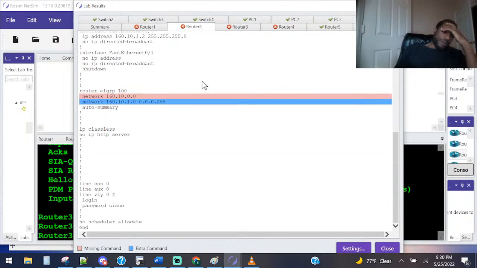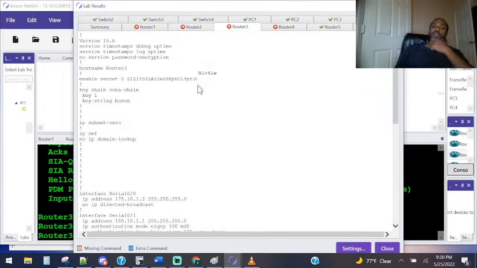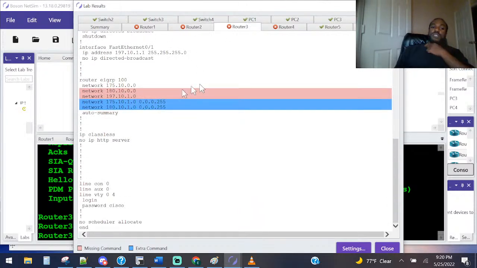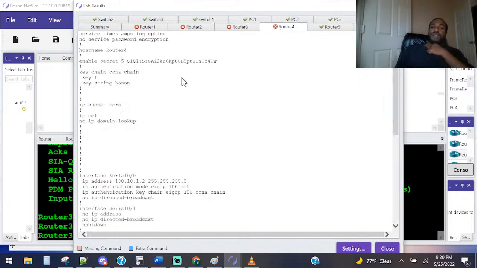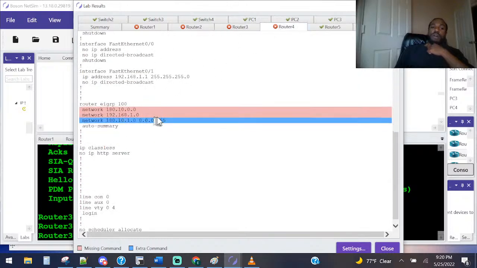They didn't like none of my network statements, even though it still brought up the EIGRP neighbors. Y'all see that? So they didn't like none of my network statements. That's all it was. The auto-summary was in there. I thought I missed it on one of them. Nope, I didn't. Apparently I didn't.